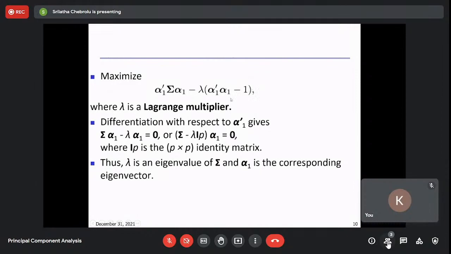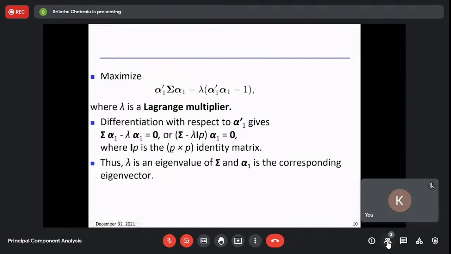Alpha 1 transpose alpha 1 minus 1. Lambda is the Lagrangian multiplier they have introduced, and when we differentiate with respect to alpha 1 transpose, we get this equation: sigma minus lambda I_p, times alpha 1, equals 0. Here I_p is an identity matrix of size p by p. So lambda will be the eigenvalue, and alpha 1 is the eigenvector of this covariance matrix. That's why we are talking about eigenvectors and eigenvalues.